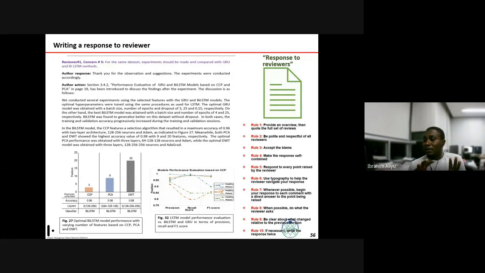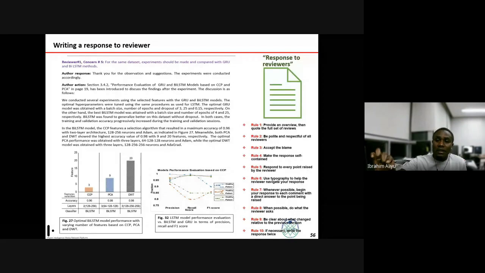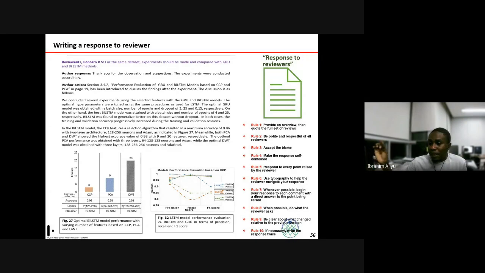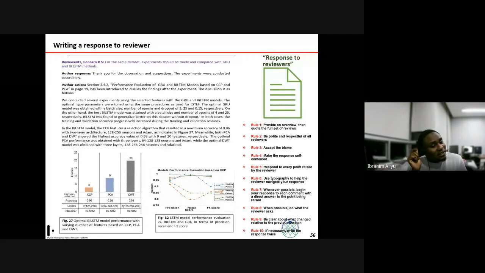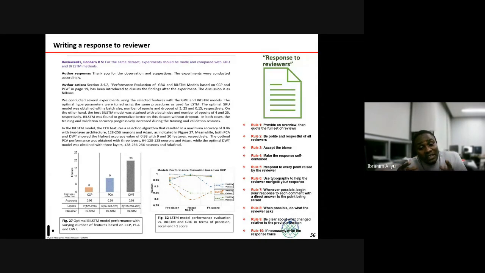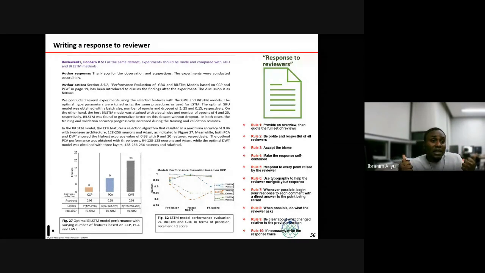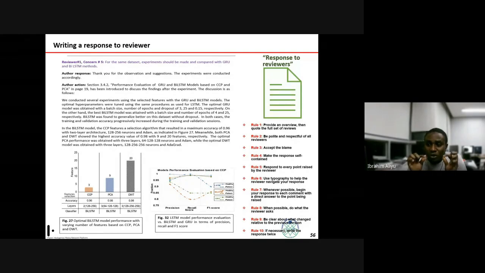Then make the response self-contained. You get straight to the point. Then respond to every point raised by the reviewer. By following this format, you will make sure that you respond to every one of their points. Do not skip any, because some can be critical, and when the editor receives your reviews, he sends them back to the reviewers. Most of the time, he invites them again to check if you have done what they asked you to do. So try to respond to every point.